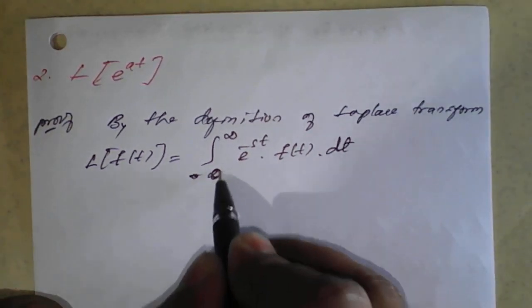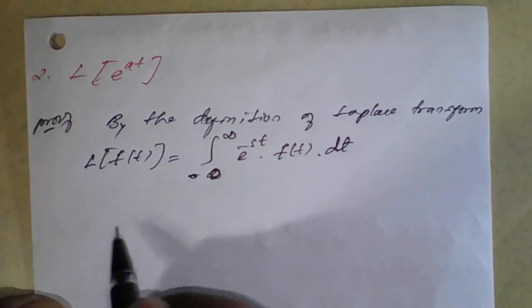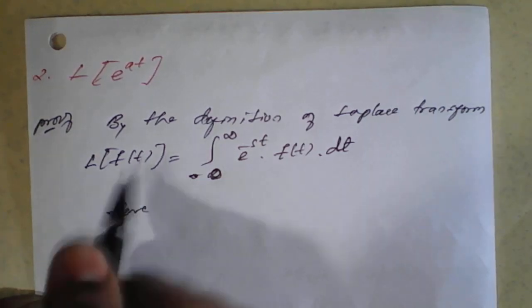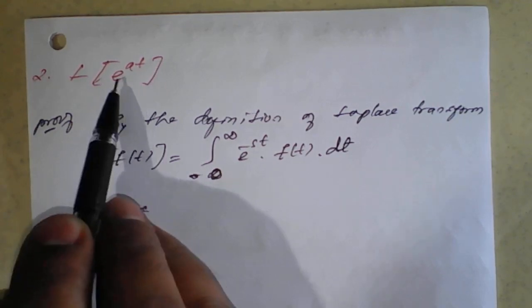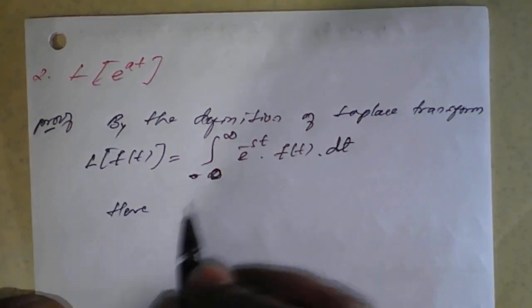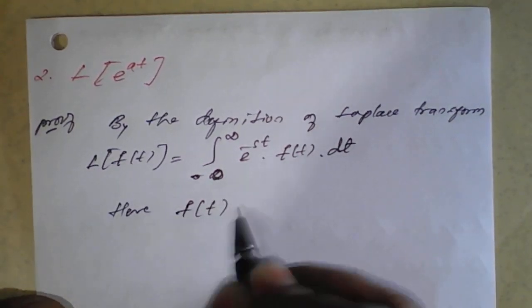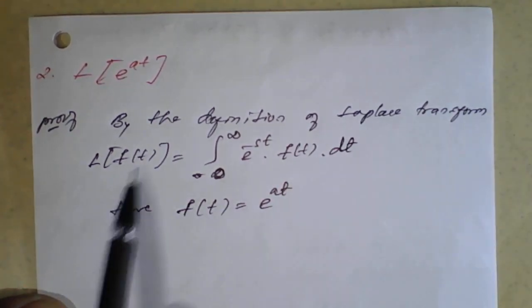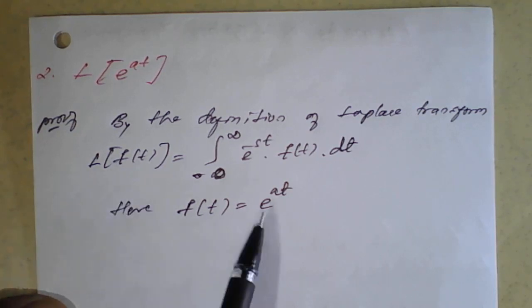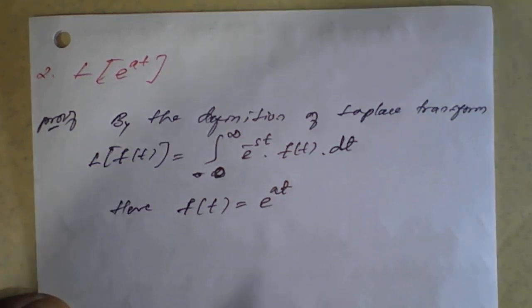Okay, so this is 0 to infinity. Here you compare, in place of f of t, which function do we have? e raised to at. So f of t is nothing but e raised to at. We'll apply this in the definition: wherever we have f of t, we'll replace it with e raised to at. So we'll see what happens.